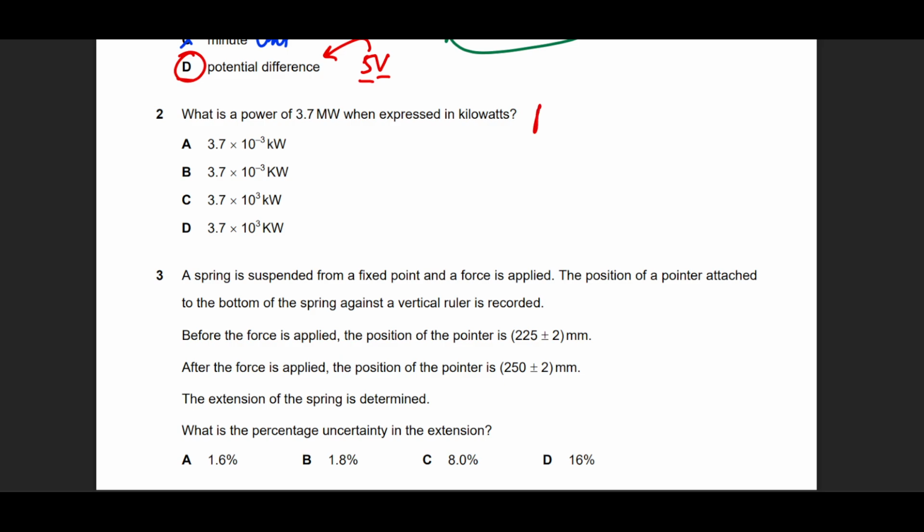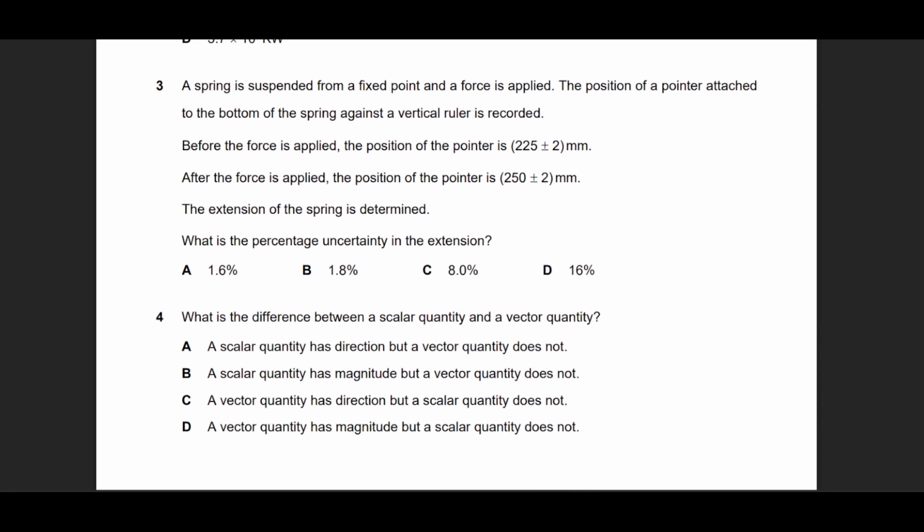This is primarily a test of prefixes, whether you know them or not. He says, can it be represented in kilowatts? Yes, it can be, because we know that mega has a power of 6, and we want to convert this into kilowatts, which has a power of 3. So I can open this up as, at least by basic mathematics, like this. This 10 to the power 3 will be converted into kilowatts, and 10 to the power 3 will stay with it. So the closest option is option C.